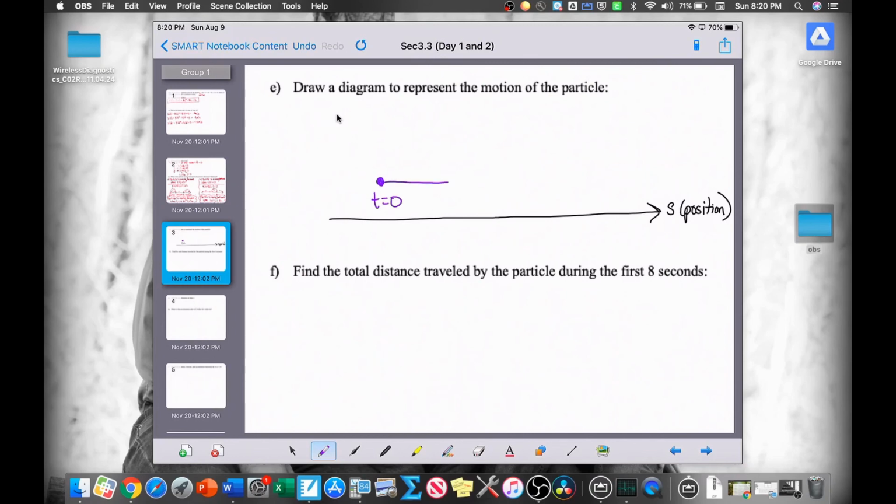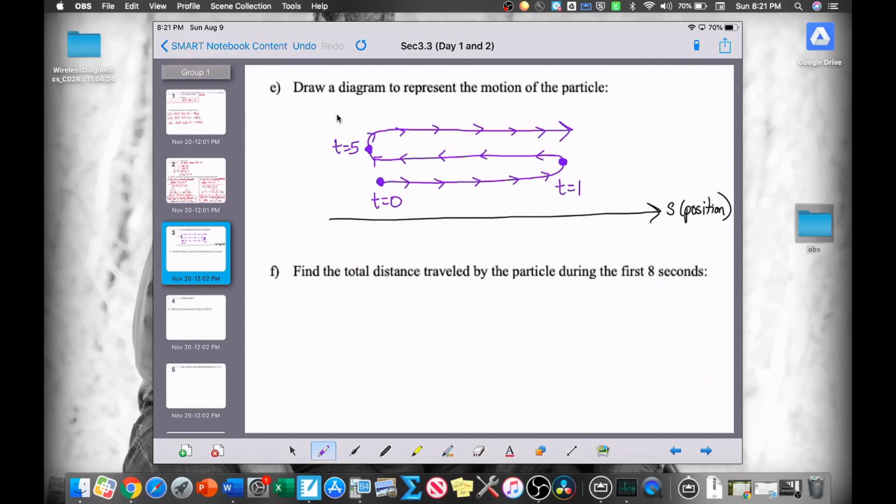And it's moving in the forward direction for a little while. And then it turns around at time t equals 1 second. Because from t equals 1 second to t equals 5 seconds, the particle is moving in the backwards direction. And then at t equals 5, it turns around again, and it starts moving in the forward direction from that point forward. So we're just going to draw some little arrows here to show the direction in which the particle is moving at any given time.